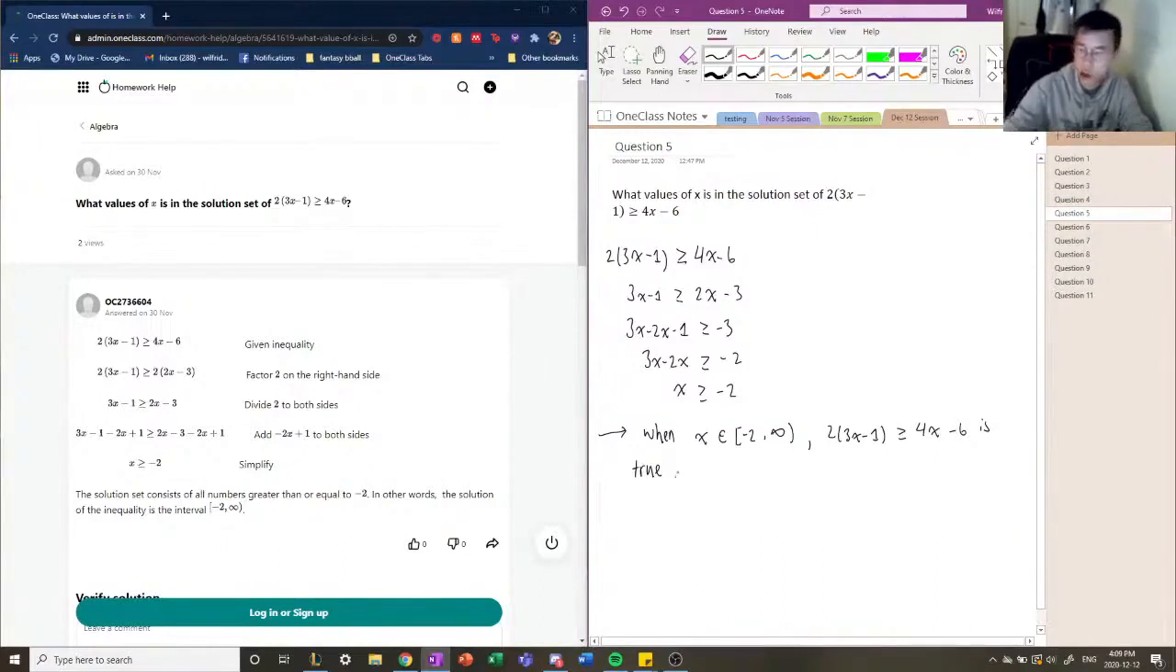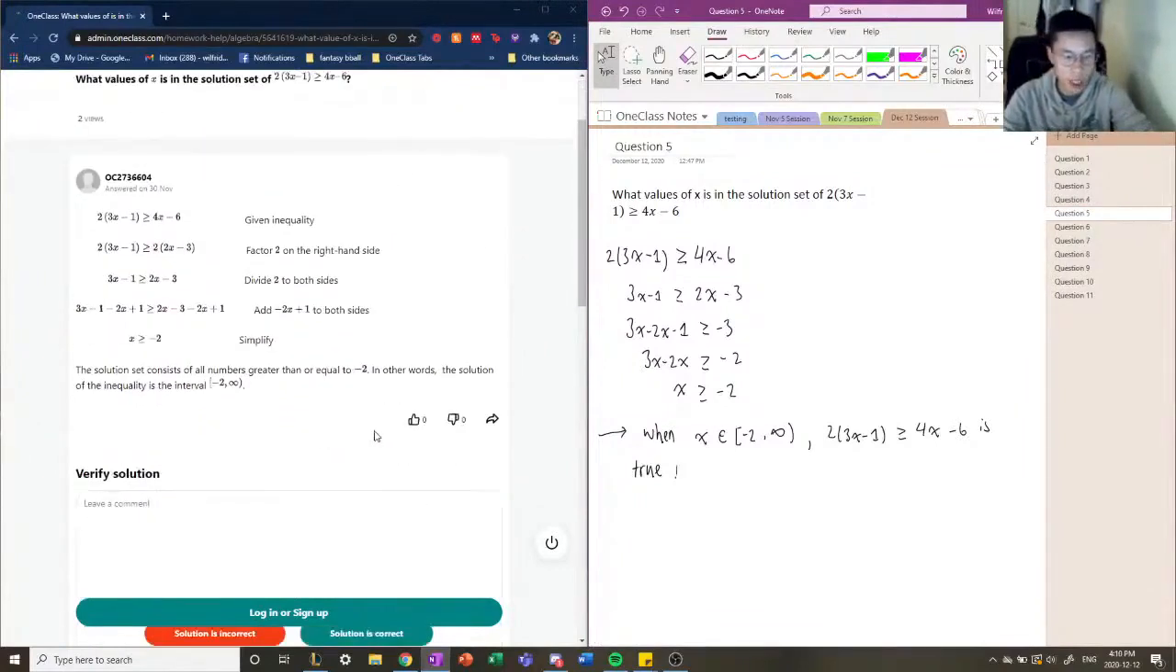Okay, so that's how you solve a lot of inequalities. In the future, they'll probably be a lot more complicated. But yeah, that's how you do it.